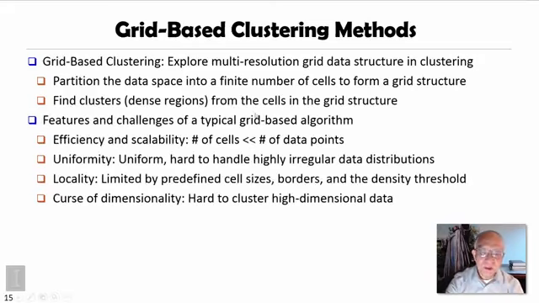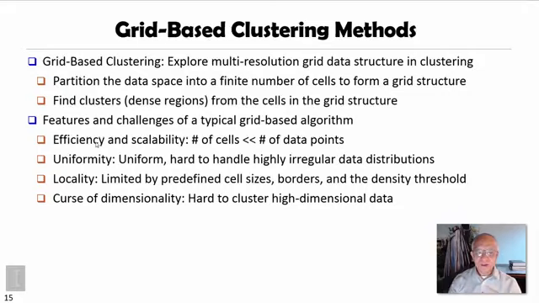So a typical grid-based clustering algorithm has the following features and challenges. The first thing is very obvious: it is efficient and scalable, in the sense that once you partition the space, the number of cells, even if you say 10 by 10, you only have 100 cells, is much smaller than the number of data points. It could be millions. The second one is uniformity.